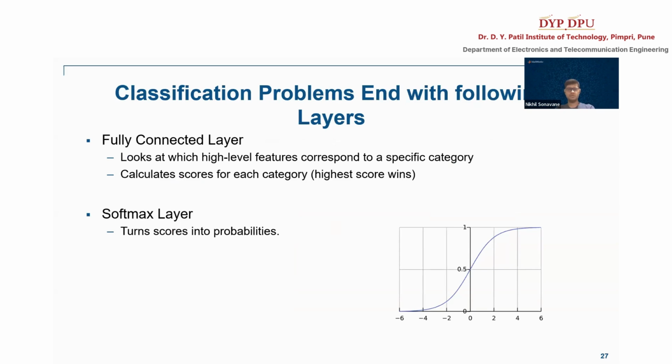And then at the very end, we use a fully connected layer and a softmax layer for classification problems. And if it is a regression problem, then again, one fully connected layer will be there. But here we are just focusing on classification problems. So at the end, there will be a fully connected layer which looks into the high level features and corresponds to a specific category. It calculates the scores of each category, and the softmax layer then converts the scores into probabilities. Okay.